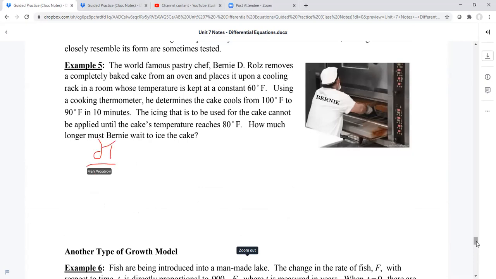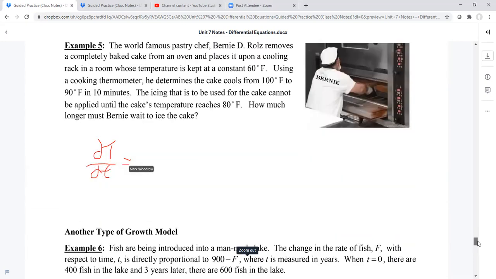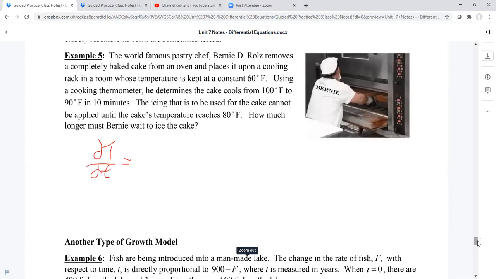Change in the temperature over time, little t, is going to equal, I'm going to go back up and look real quick, k. So that k stays as a constant. So we got some k, and then the temperature of the object, minus the room temperature. And if you look, it says we got a constant room temperature of 60 degrees here. So there's our formula.